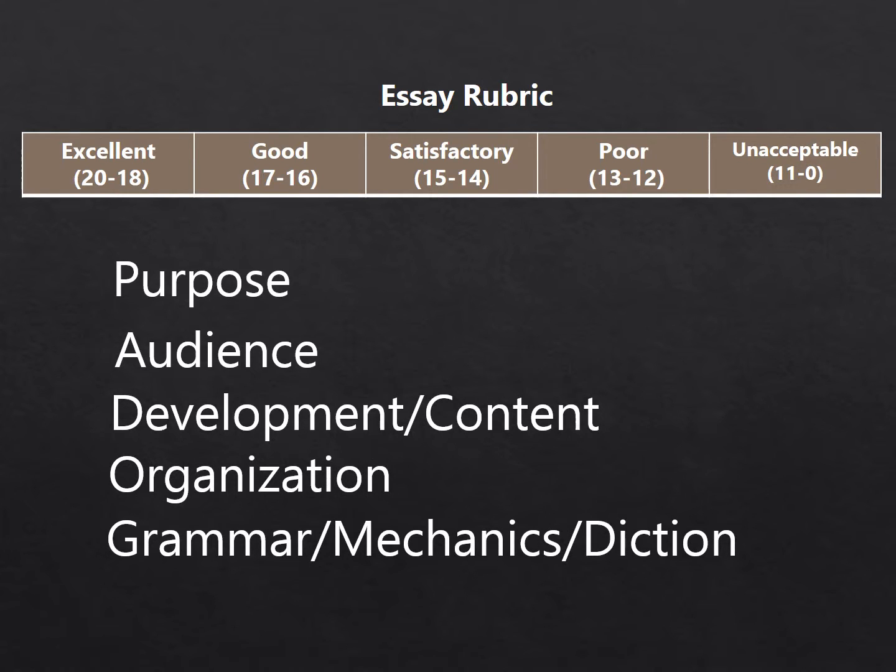Now, for the 2 major papers, the essay rubric that I use is quite extensive. It spans several pages, so I try to condense it here. You can see the categories at the top. They get a rating of excellent, good, satisfactory, poor, or unacceptable in each of the following areas: purpose, audience, development, content, organization, grammar, mechanics, and diction. And I would use this rubric for assessing both of the 2 major essays due in this course.